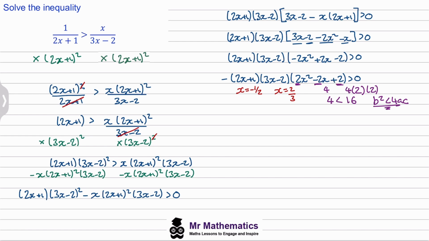So I'll sketch this quadratic. We know it's going to look like this because of this negative here. And then we're looking at the region which is greater than 0. So I'll highlight this in green. So our solution then is x must be less than 2/3 but greater than negative 1/2.